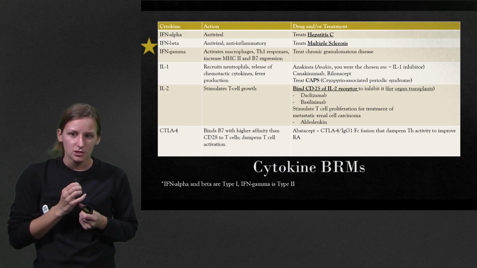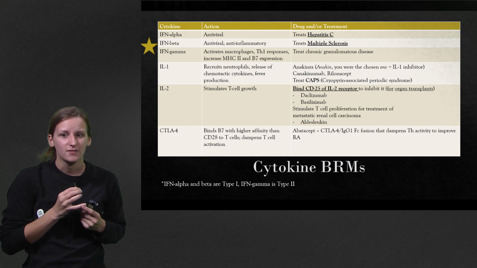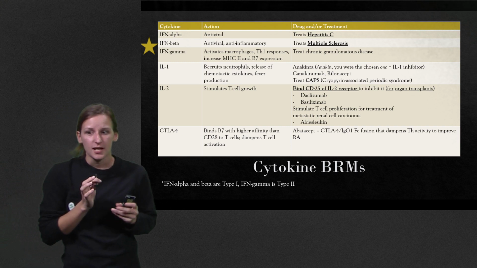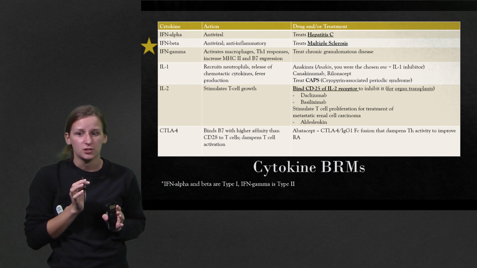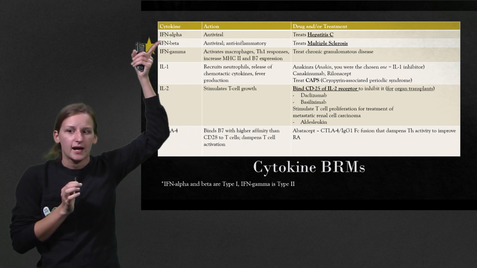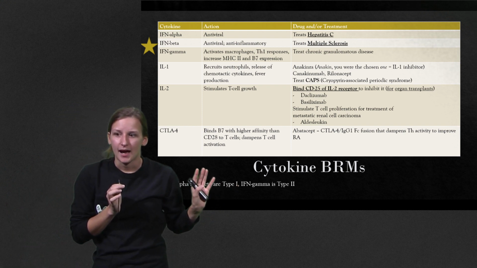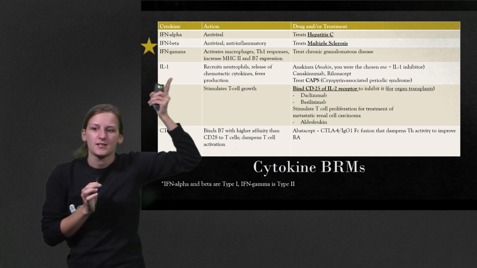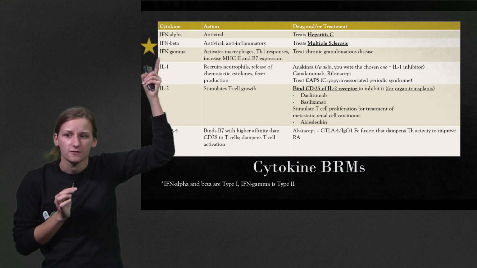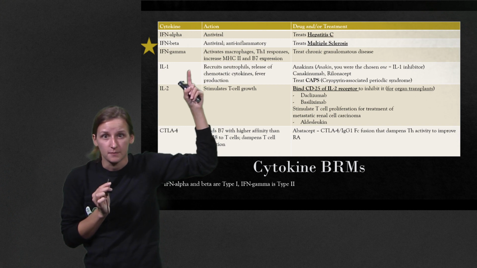So I've tried to summarize the different cytokines, what actions they have, and the dose and/or treatment. I tried to bold and underline the important things I wanted you to remember. So for instance, we've got IFN alpha and beta. These are antivirals, and they're also considered type 1 interferons, whereas IFN gamma is a type 2 interferon that does something separate from alpha and beta.